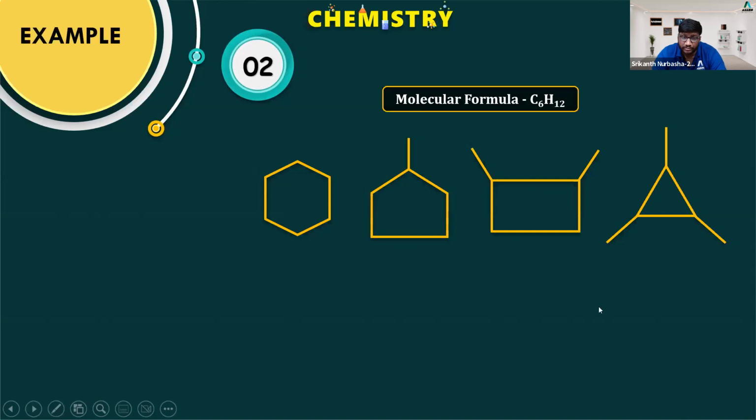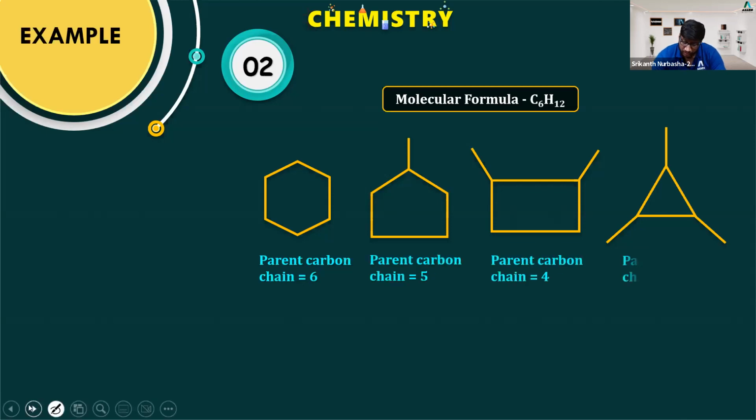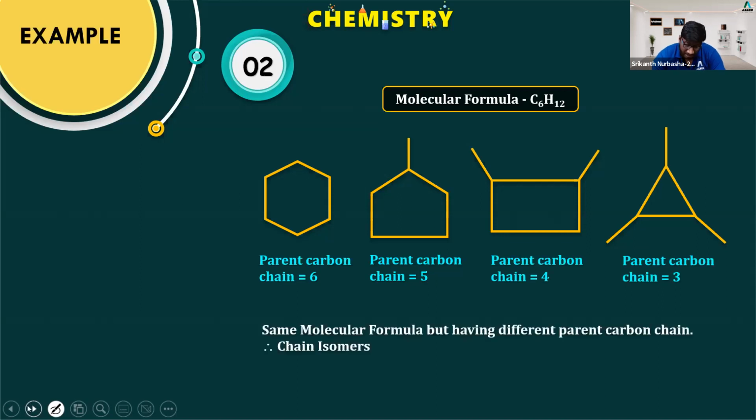What about this? You can all see the molecular formula of all these compounds is C6H12. But here you have 6 carbons in the ring, here you have only 5, here 4, and in the last one you have 3. So obviously, they can also be included in the chain isomers. Same molecular formula but different parent carbon chain, so chain isomers.